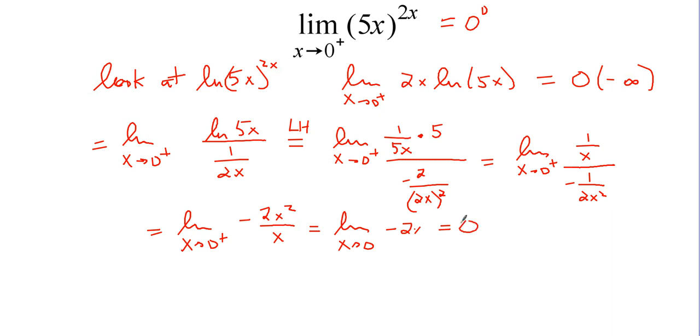which is 0. And now, since we got 0 for the limit of the natural log of our function, we will exponentiate our answer. The limit as x approaches 0 from the right of (5x)^(2x) should be e to the 0, which is 1.